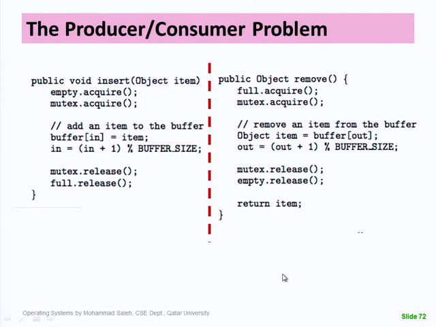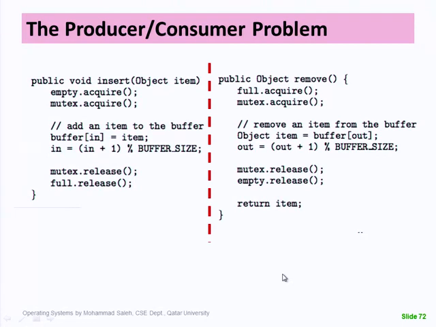What does the release do? Decrement or increment? Increment. By inserting an item, by the producer inserting an item, what does that mean? The number of resources for the producer is decremented, correct? And the number of resources for the consumer is incremented, okay?